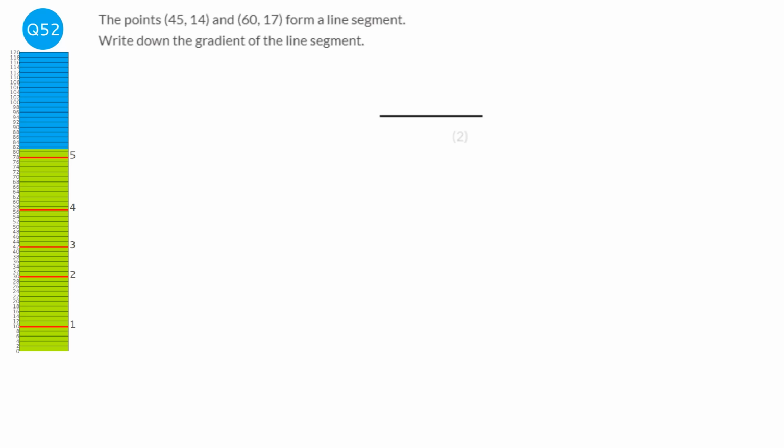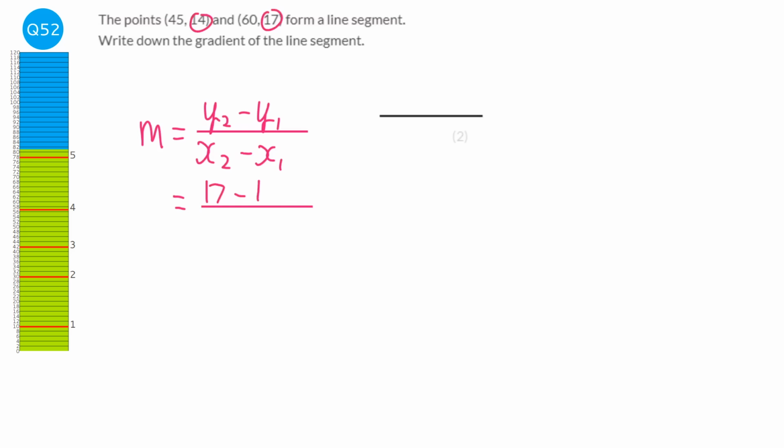To find the gradient, we use a simple formula, which is m equals the second y-coordinate take away the first y-coordinate over the second x-coordinate take away the first x-coordinate. So our second y-coordinate is 17, so it's going to be 17 take away the first one, which is 14, over the second x-coordinate, which is 60, take away the first one, which is 45. So that's going to be 3 over 15, and then cancel that down, will be 1 over 5. So our gradient is 1/5.